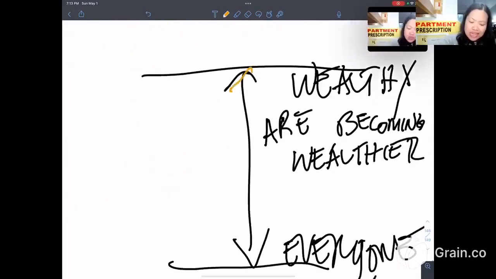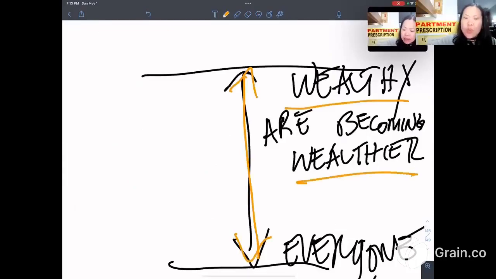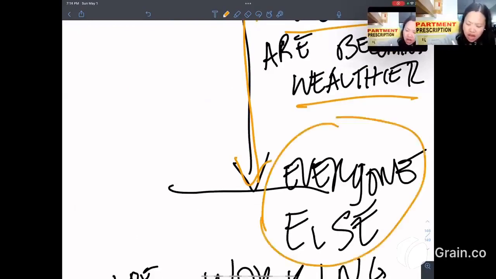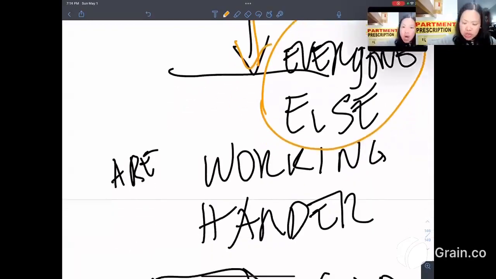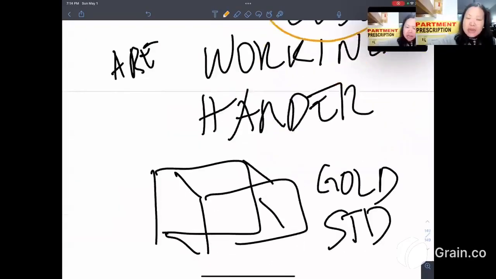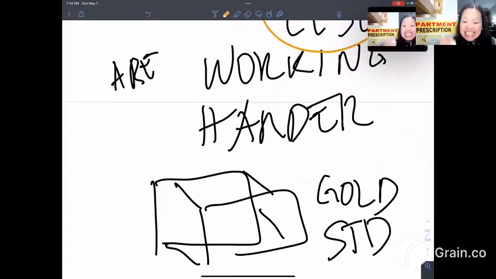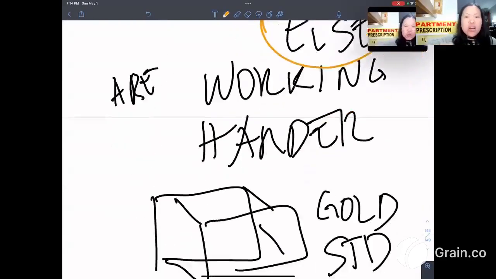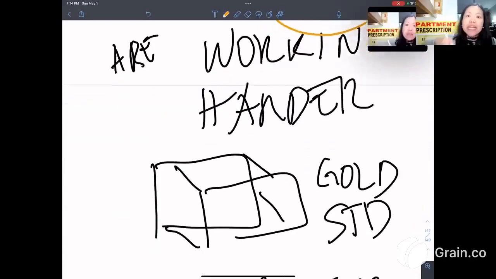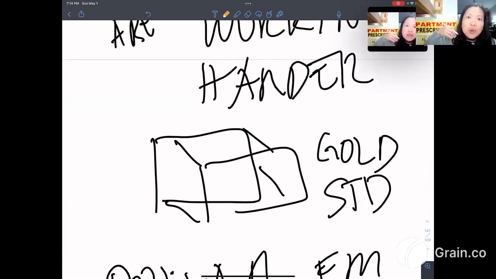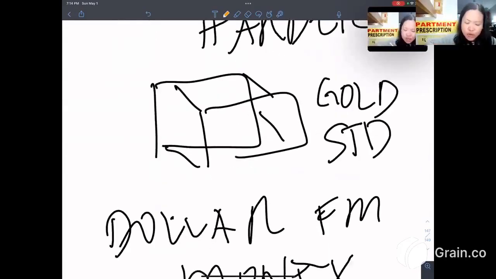So now we can see why the wealthy are becoming wealthier and everyone else is working harder. Why is everyone else working harder? Because we are staying safe. We are parking our money. We are not making our money flow. We are not letting it work harder and work faster for us.